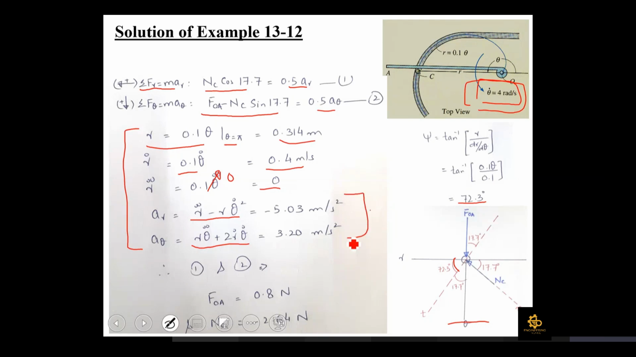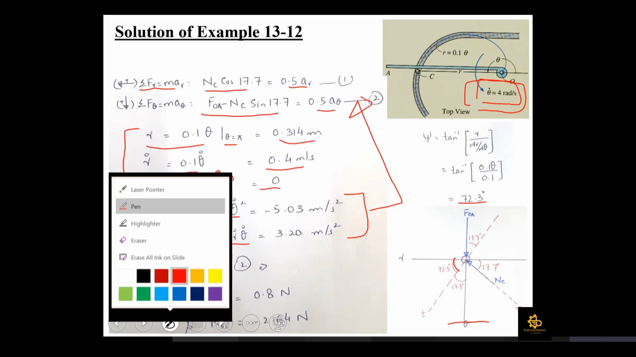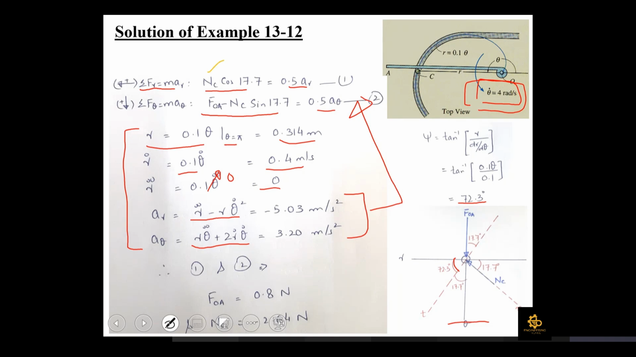ये आपके पास AR और A theta की values आ गई. Putting the values of AR and A theta in equation number 1 and 2, the two unknowns which are involved here are the normal reaction NC and the force of this arm OA. So once you solve equation 1 and 2 simultaneously, you are going to get the solution for these two values.